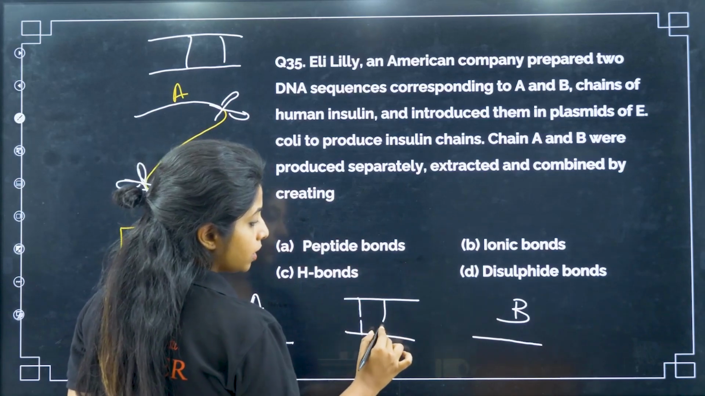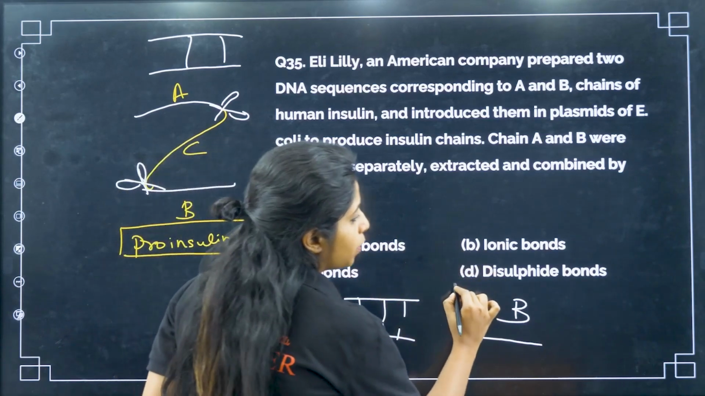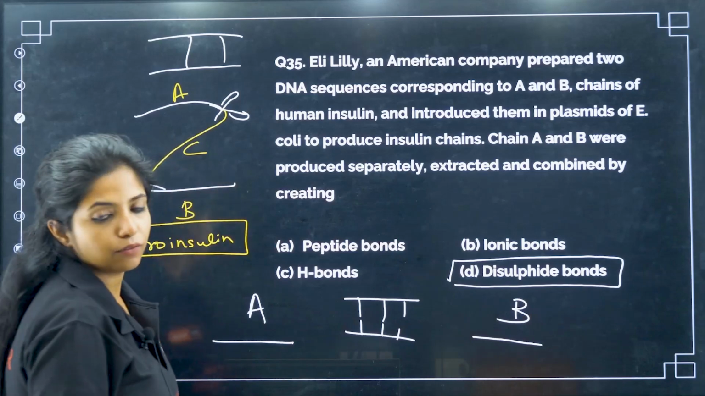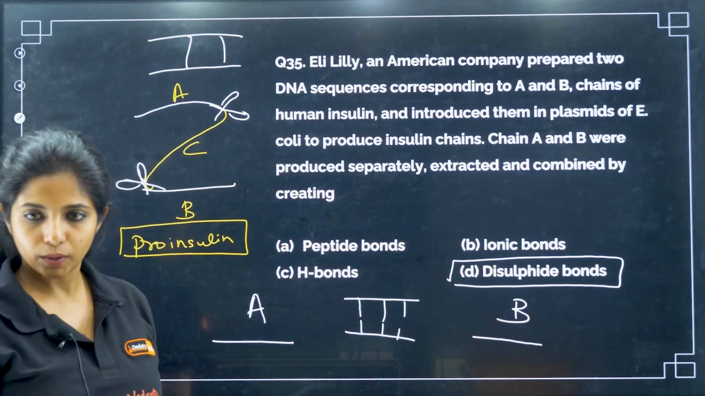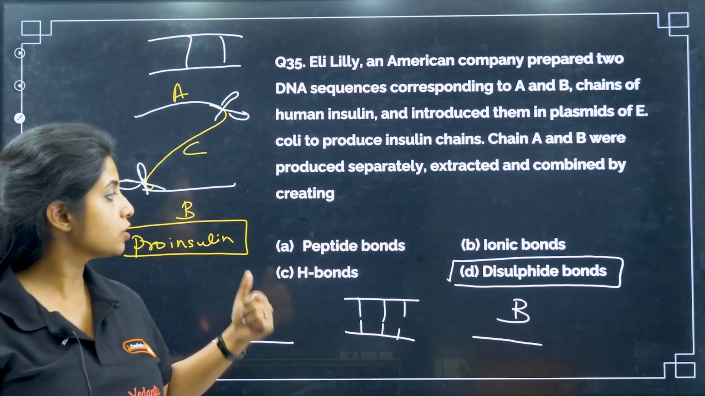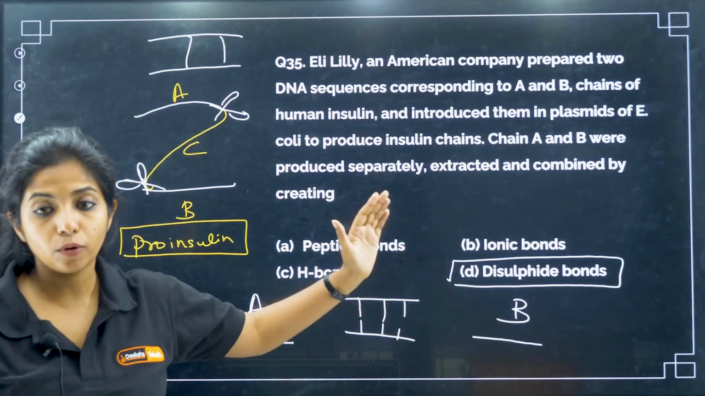Now together we brought them, and in the laboratory condition we bonded them with what? Disulfide bonds, my dear children. With disulfide bonds. Always remember that. Not peptide bonds, not ionic bonds, not H bonds. It is disulfide bonds that you had.